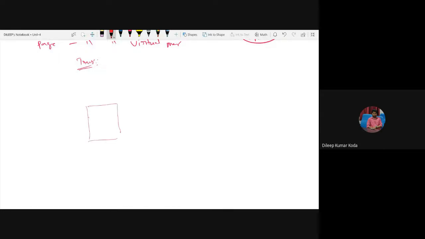Let's say this is your main memory, and this is your virtual memory. Let's say we want to transfer the information from virtual memory to main memory. We have several pages over here. We have several page frames over here. For example, your processor generates an address 45 5.